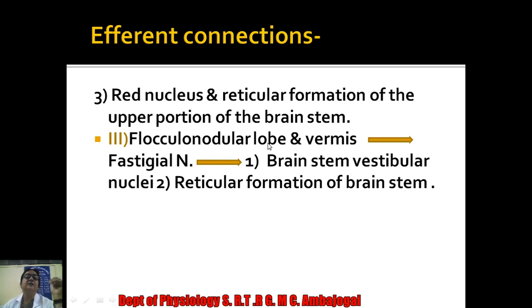Now the third nucleus is for the flocculonodular lobe and vermis. This information is carried via the fastigial nucleus, and this information is mainly concerned with the maintenance of tone, posture and equilibrium.